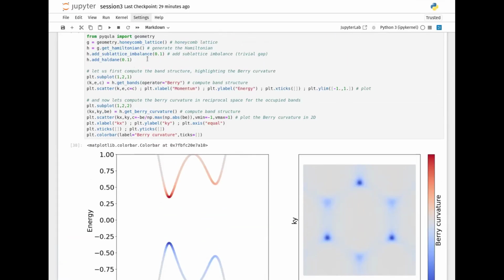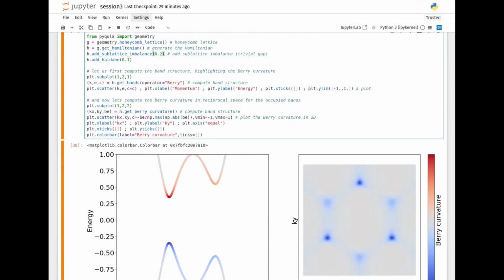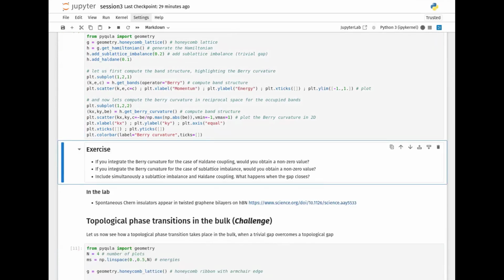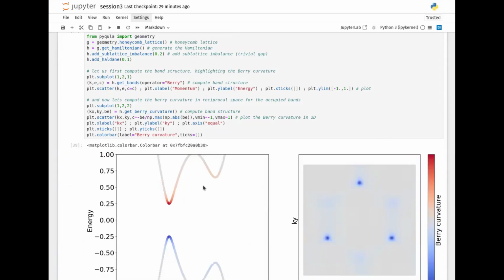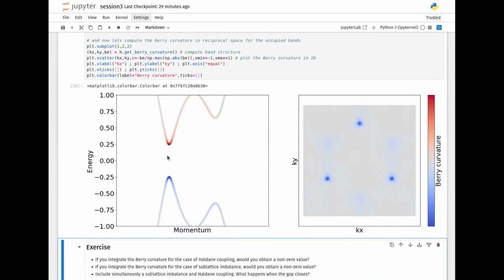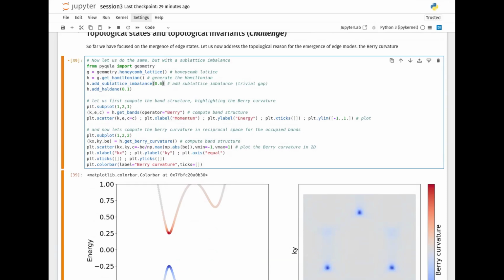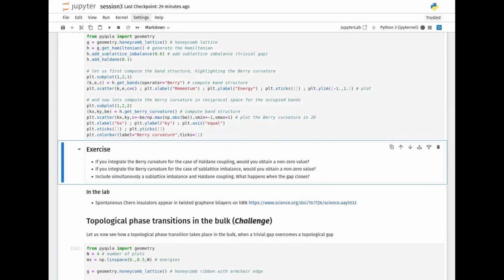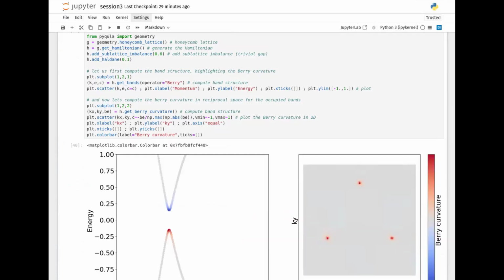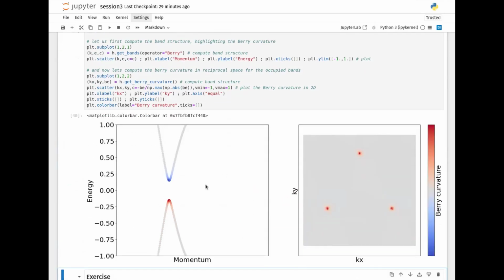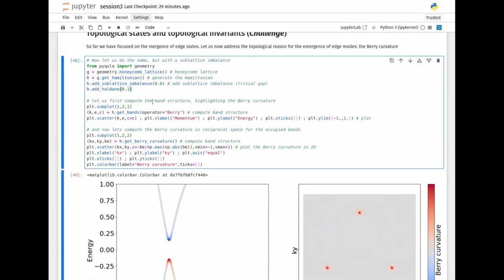If you start slowly increasing the sublattice imbalance, so you can go now to 0.2, for example, you see that the gap in the band starts closing, right? So this gap over here starts closing, and the Berry curvature starts getting even more localized there. And eventually, if you take a very, very large sublattice imbalance, large enough to overcome the topological gap opened by the Haldane coupling, then one gets effectively a zero Chern number.